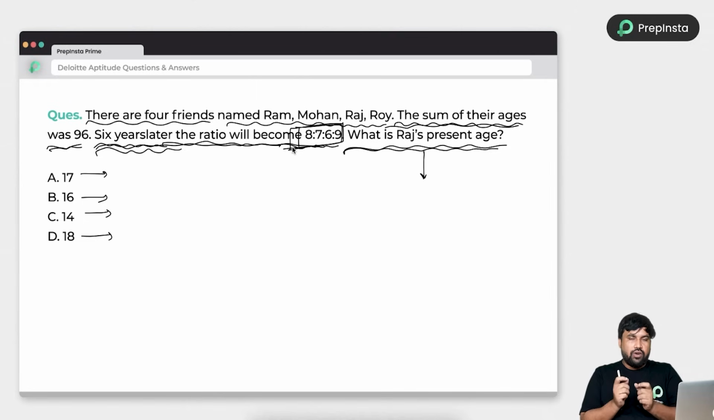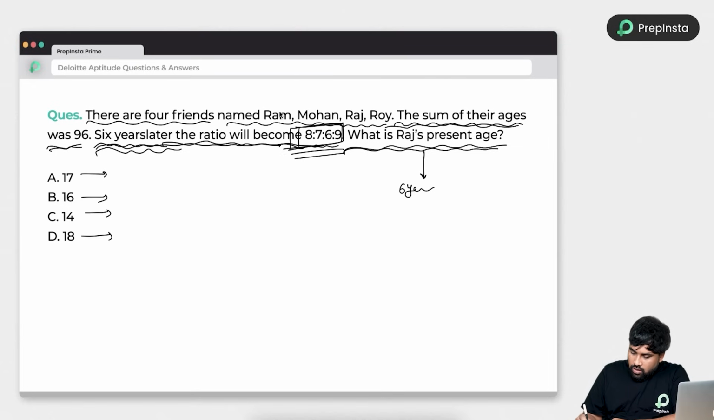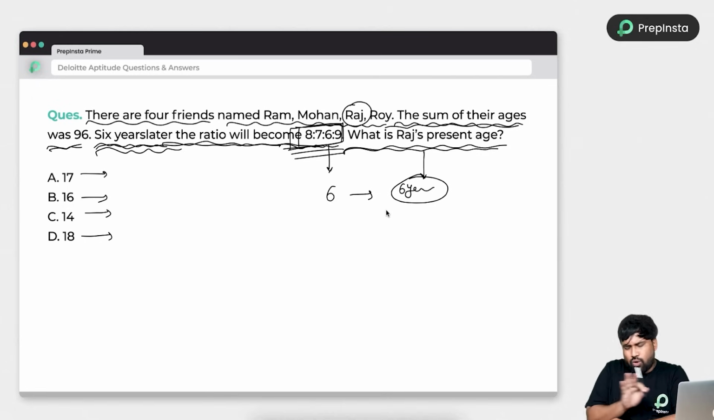Because so many people will make a mistake, they will start with the previous age, but don't do that. They will start with 96 and split it into the ratios and they will end up with a huge calculation part. Always think logically to get the simple answers. Raj's present age, I don't know. But I know after 6 years, the ratios are this. So Raj is the third person. So it must be a multiple of 6, right? So after 6 years, a multiple of 6, then what is the answer? Just don't do anything. Just add 6 to each value.